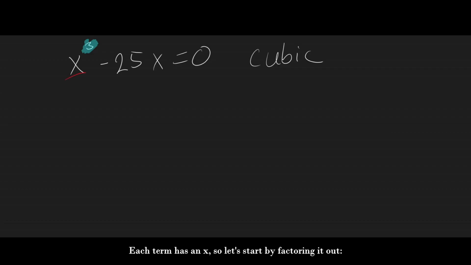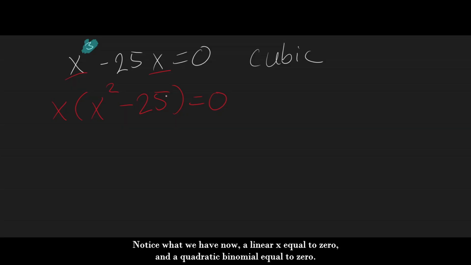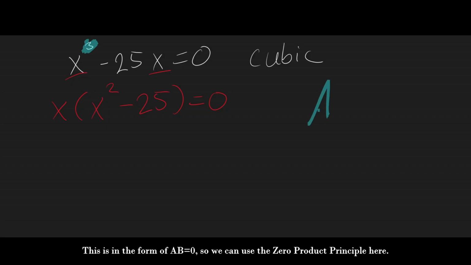Each term has an x, so let's start by factoring it out. x times (x squared minus 25) equals 0. Notice what we have now. A linear x equal to 0 and a quadratic binomial equal to 0. This is in the form of AB equals 0. So we can use the zero product principle here.